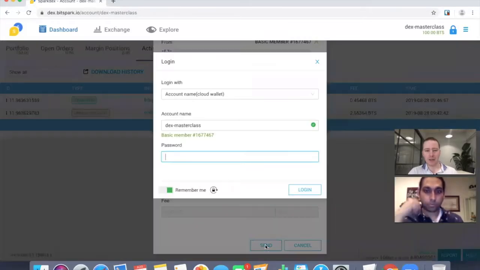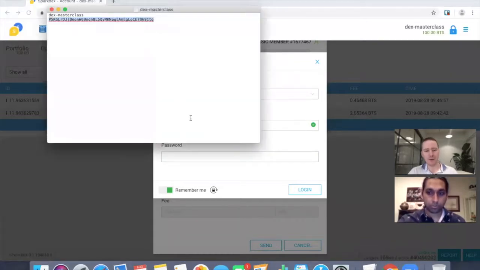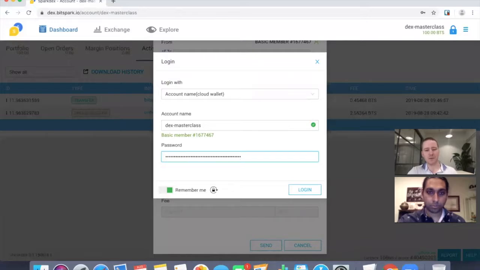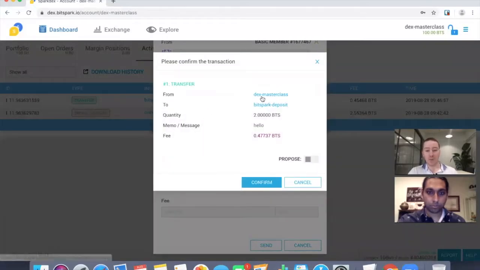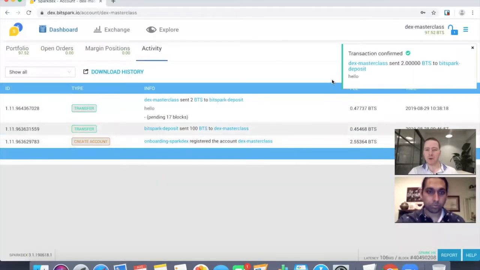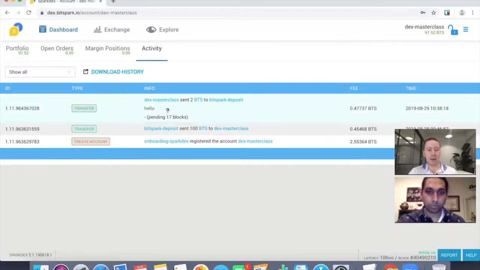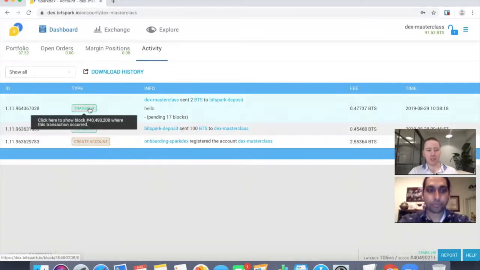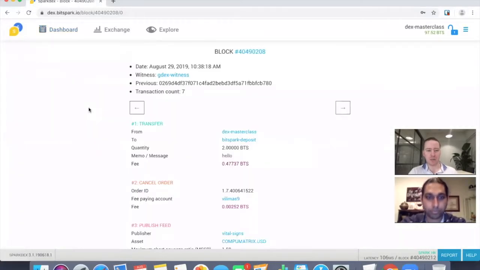If I press send, it's going to ask me to confirm my password, which I previously have on a clipboard here, so we'll just do that. It's going from DEX Masterclass to Bitspark deposit, a little message, confirm, boom, and you'll see in a moment that that's all sent out. There we go, transaction confirmed, and we can see it appear on our activity page as well. If we want to see information about that particular transaction, this was the block it was included in, and we can see it here.